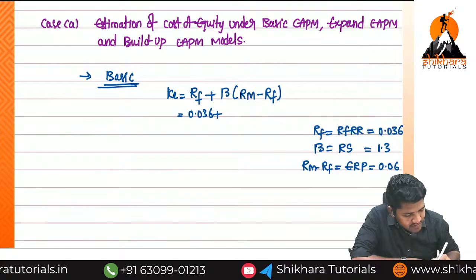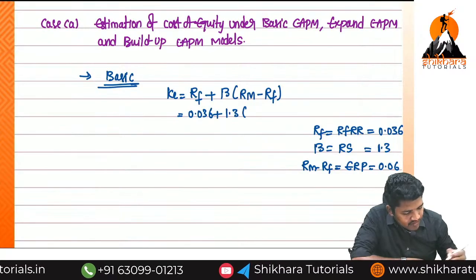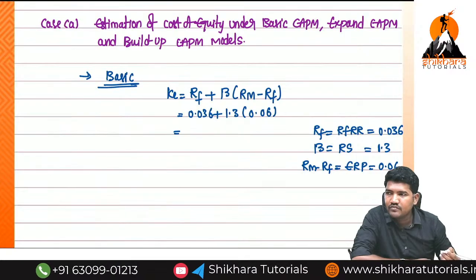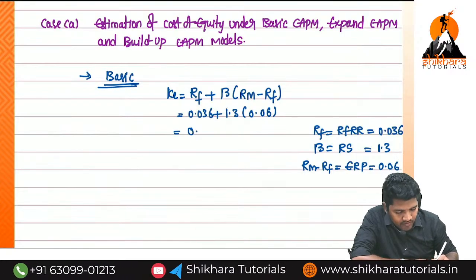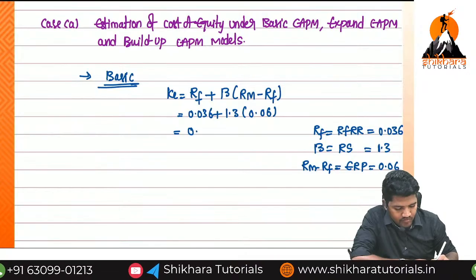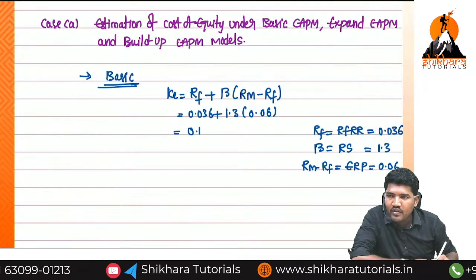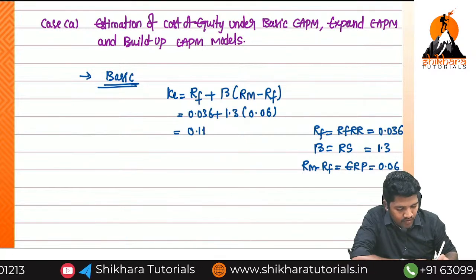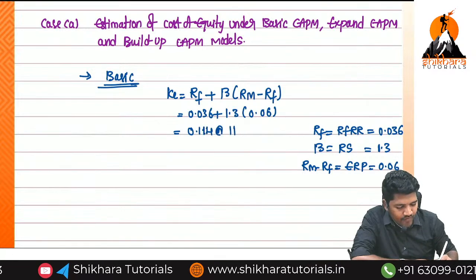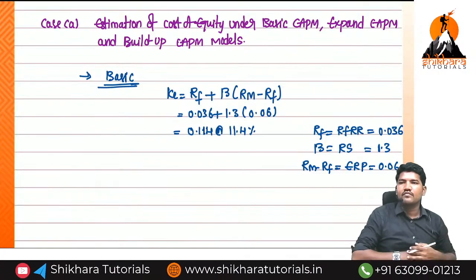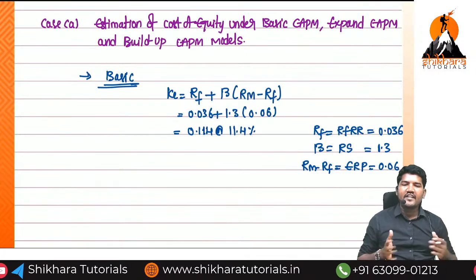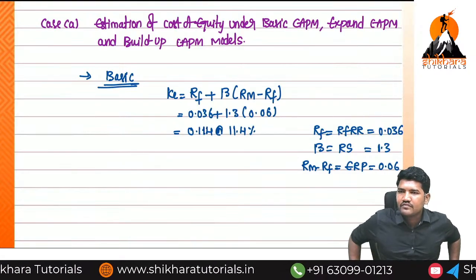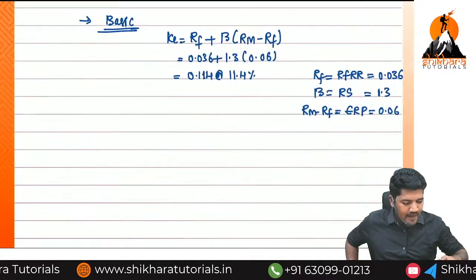0.036 plus 1.3 times 0.06. Answer 0.114. Can I use it as 11.4%? Are you clear? As per theory, it is 11.4%. But there needs to be practical exposure. That's why I am doing the expanded version.